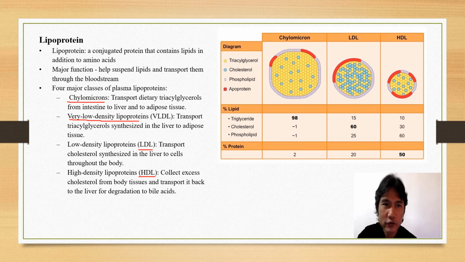These are the functions of each of the lipoproteins. Chylomicron transports dietary TAG. VLDL transports triglyceride in the liver to adipose tissue. Low density or LDL transports cholesterol in the liver to the cell. That's why LDL has been associated with bad cholesterol.